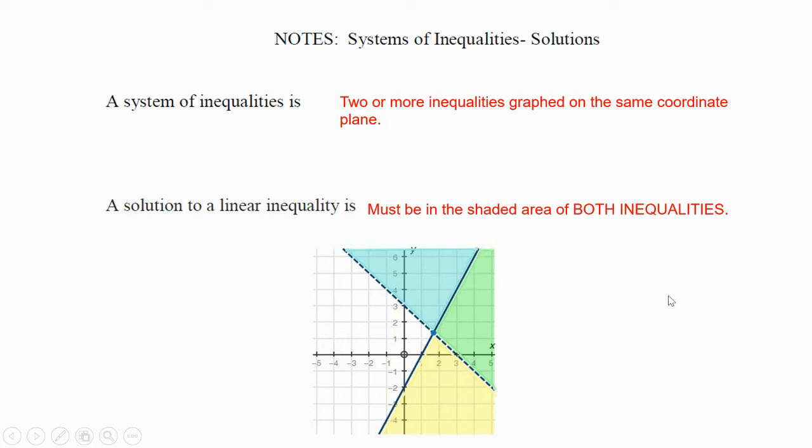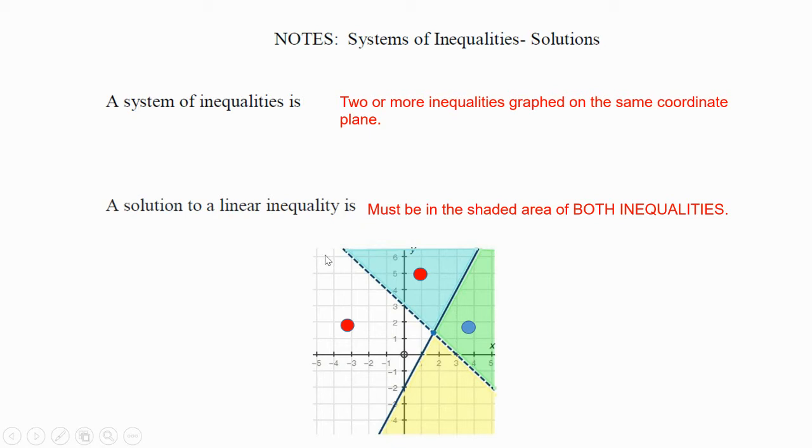I'm going to throw some points up and you think to yourself if each is a solution or not. This point right here, is that a solution? No, it's not a solution to either one. It's not even in a shaded area. How about this one? That is a solution to the system because it's in the double shaded area. It's in the yellow and it's in the blue.